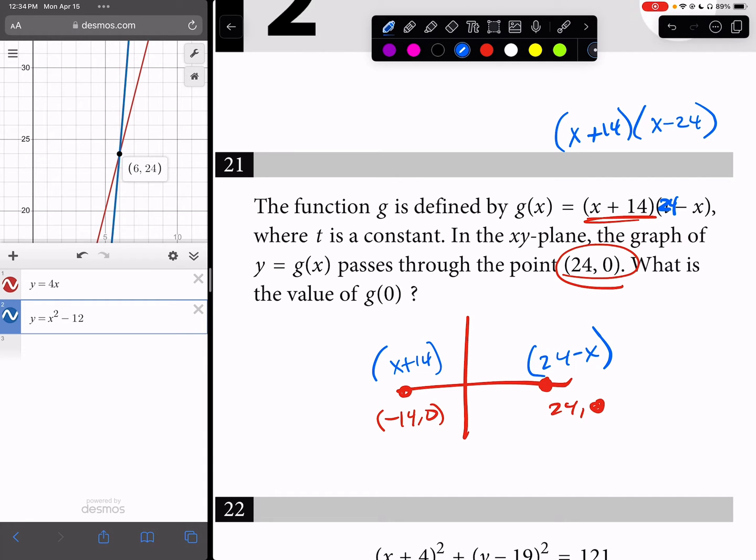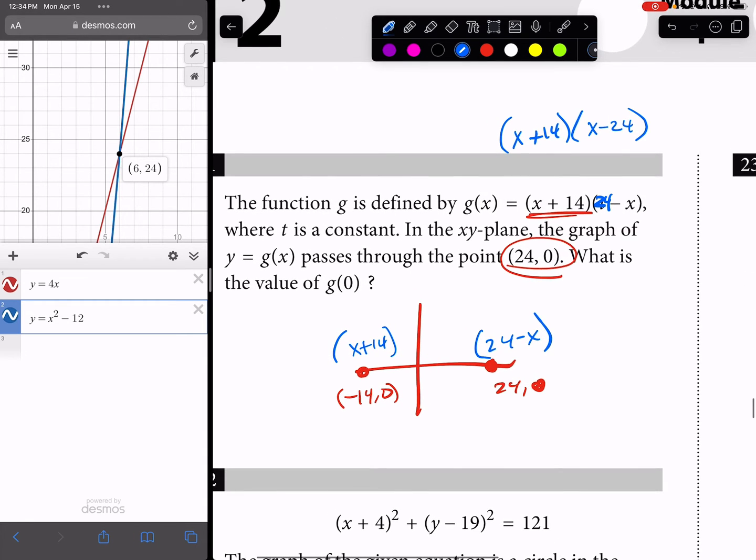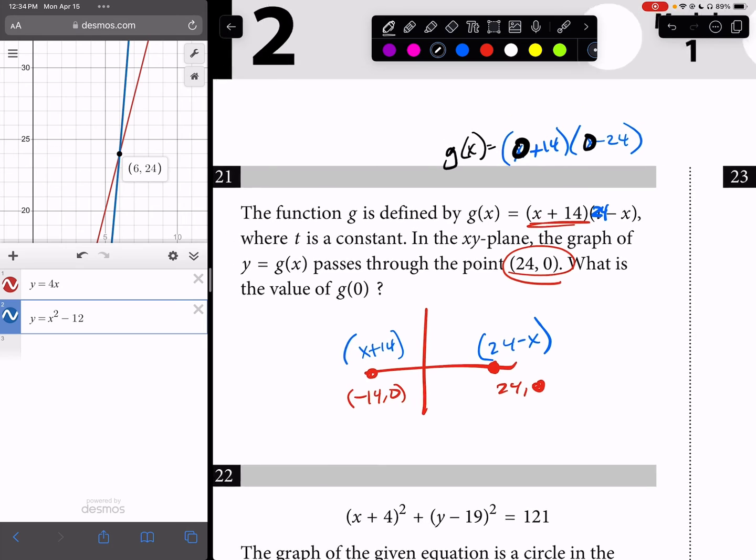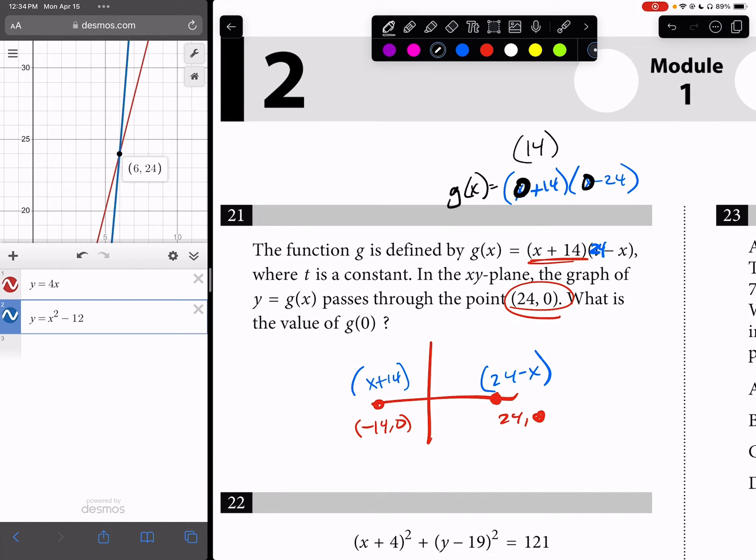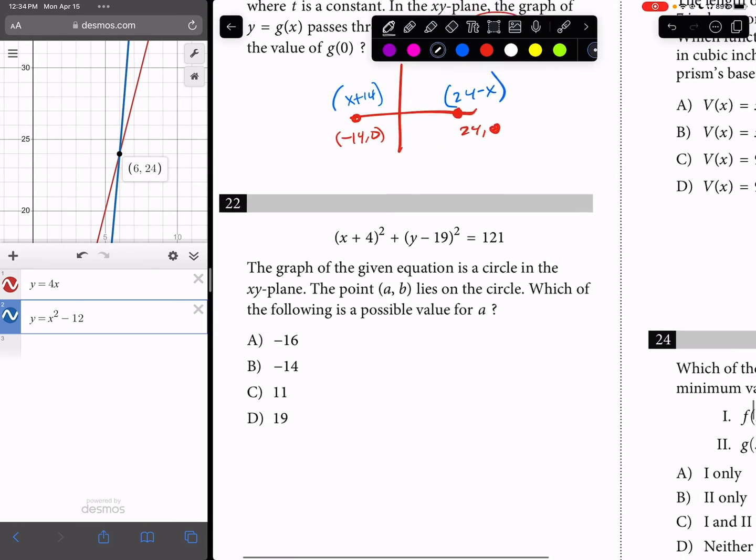Interesting. Okay, what is the value of g of 0? Well, that's easy. Really, now that we have this function g of x, just plug in 0 for x. At that point, what's 14 times negative 24? I'm just going to put that in my calculator. Again, all I did was plug in 0 because it wanted me to. 14 times negative 24, I'm getting negative 336. Not too bad. That's 21. Come on over here for 22.